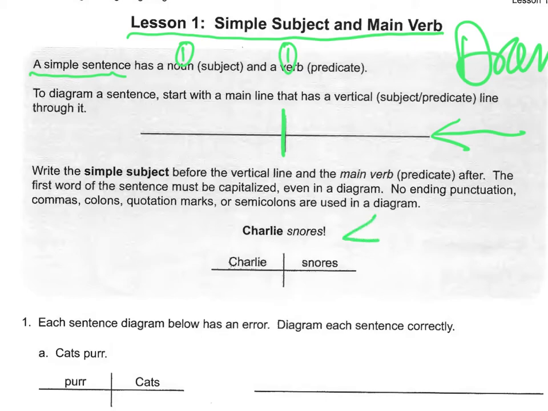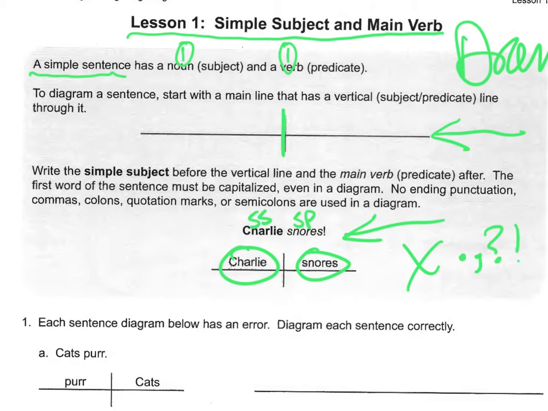Here's an example a little lower. It says Charlie snores. Who or what is the sentence about? It's about Charlie, so that's our simple subject. What does Charlie do? He snores. That's the action, simple predicate. And so you'll notice right here we put the simple subject, and over here we put the simple predicate, and we do not use any punctuation in our diagram, such as the exclamation point that was right there.